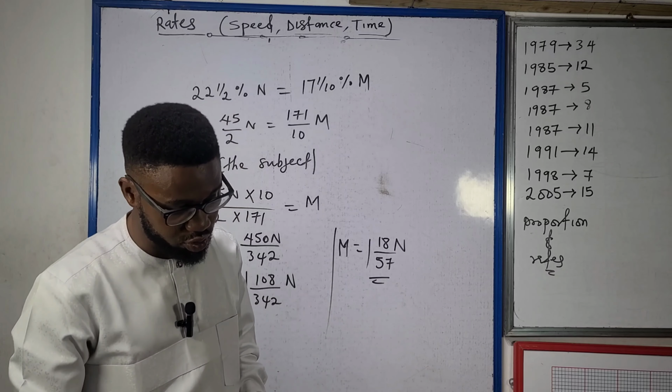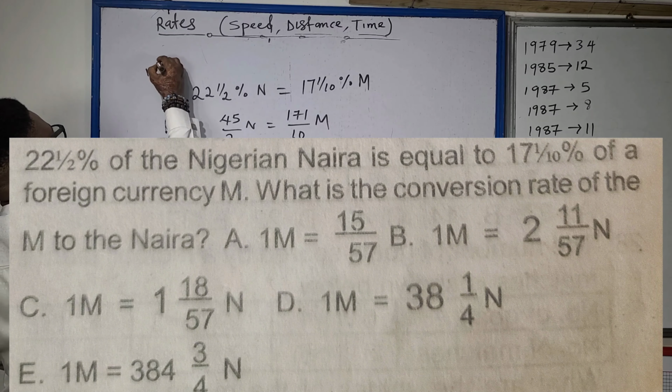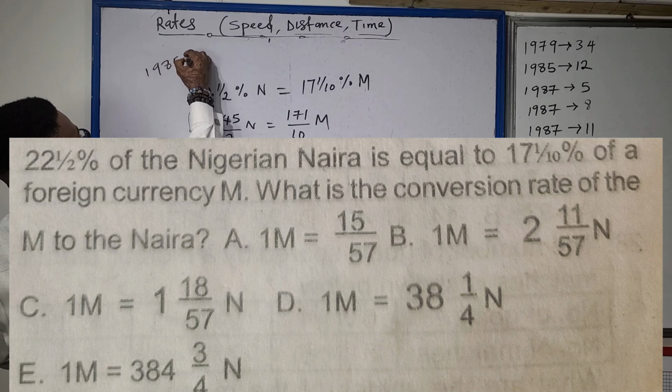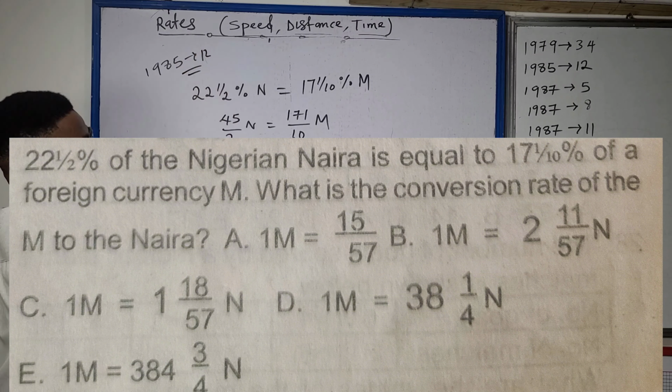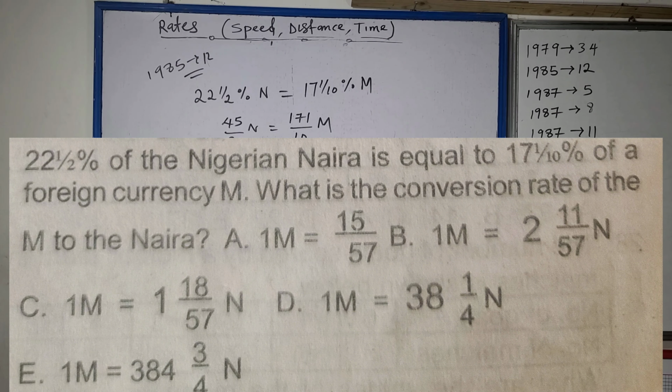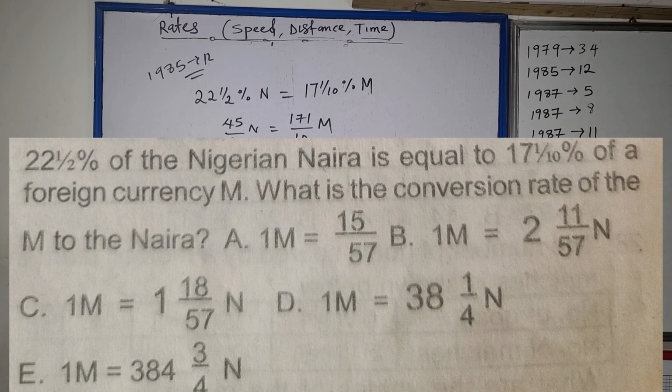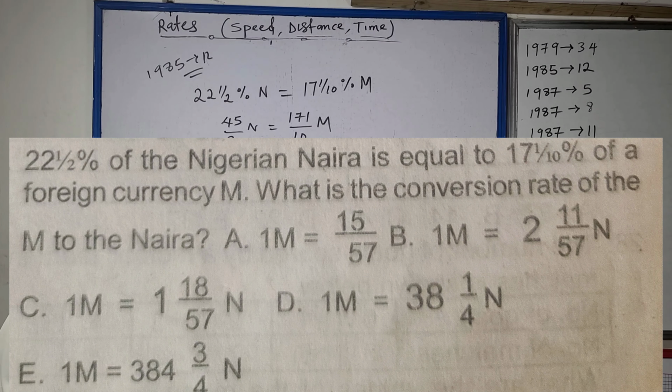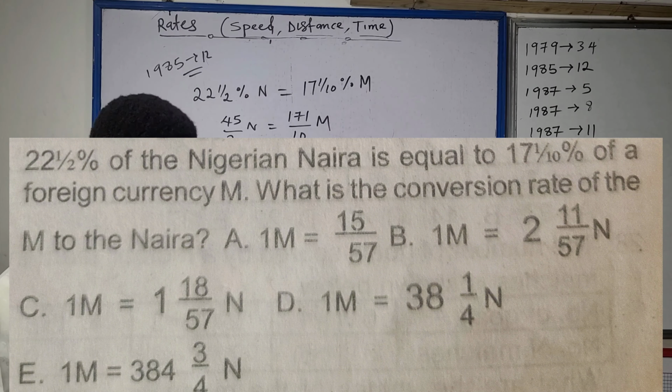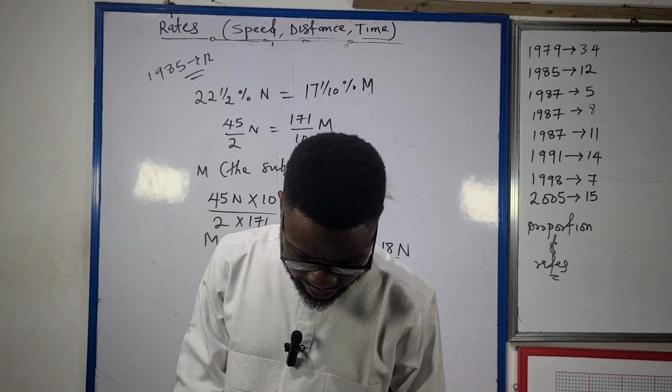If you look at the option, that is for 1985 question 12. If you look at the options in that question, you'll see option C, M equals 18/57, and that ends that.